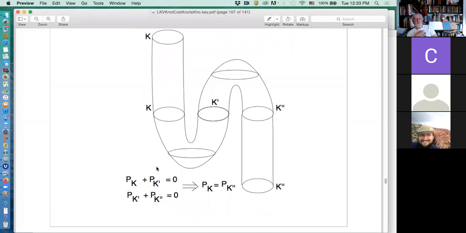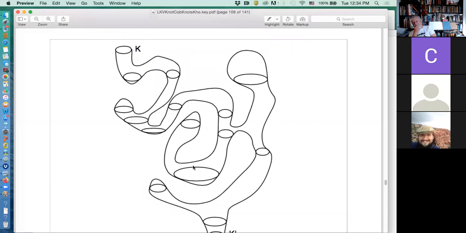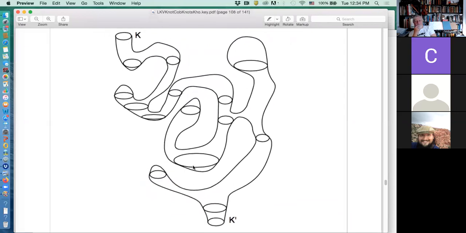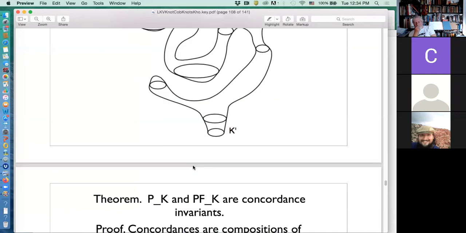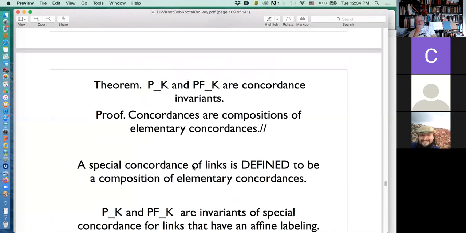invariant under concordance. Of course, there is one other thing that you have to check, which is the interaction between births and deaths like this, and that works out. And the general concordance, as I say, is a composition of these elementary parts. So these are concordance invariants.